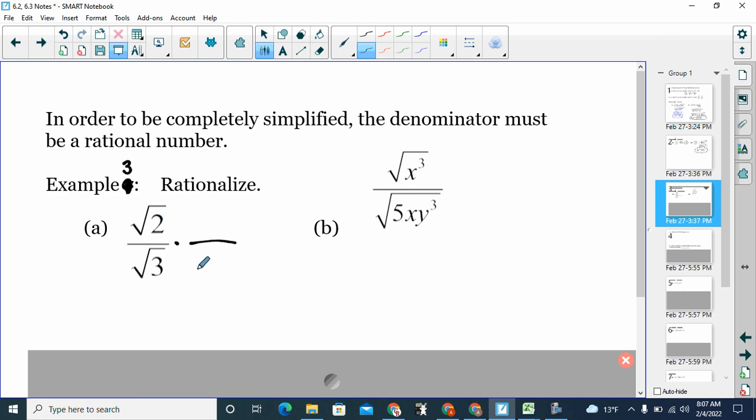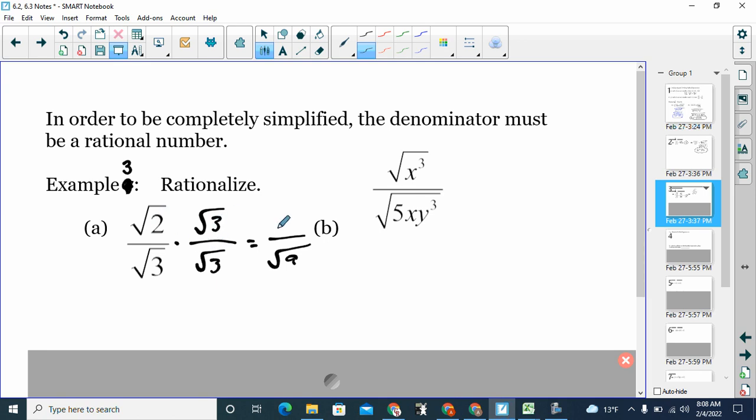So we want to multiply the bottom by something so that the bottom does come out even. I need a perfect square that has a factor of 3. The smallest one is 9. I can get root 9 by multiplying root 3 times root 3. If I multiply the bottom by root 3, I have to multiply the top by root 3 as well.